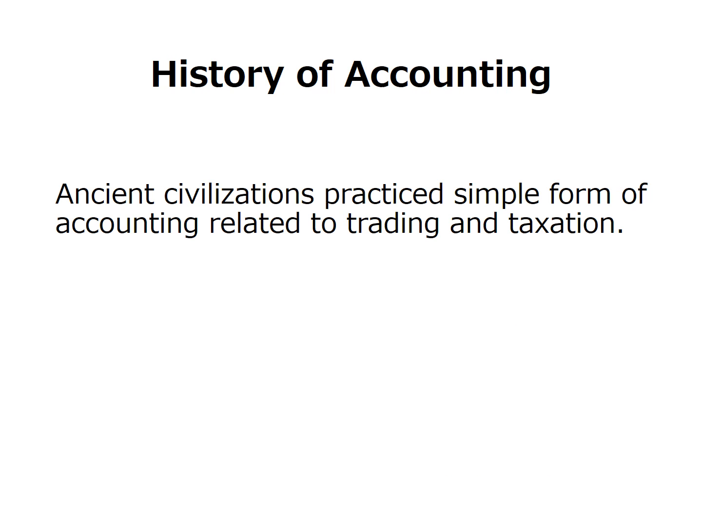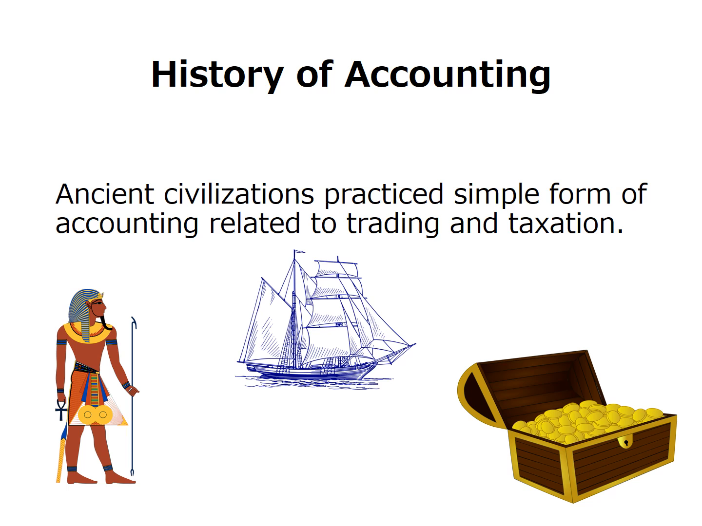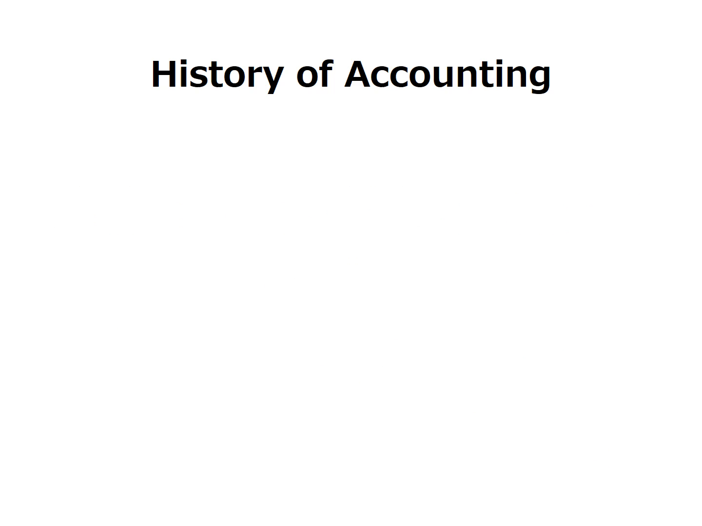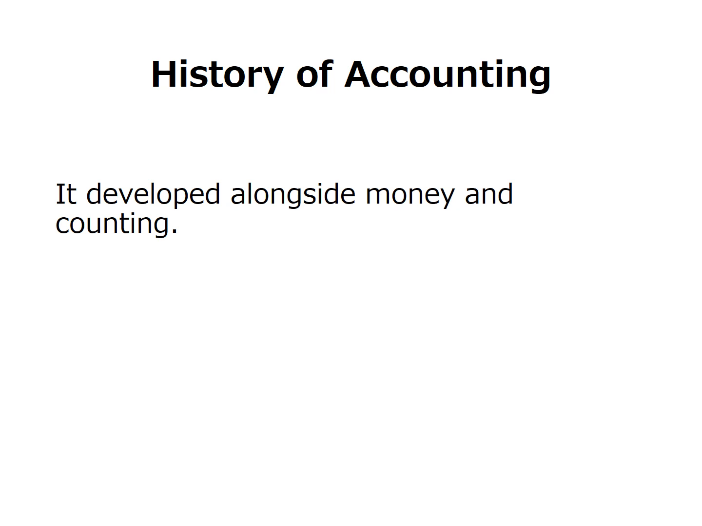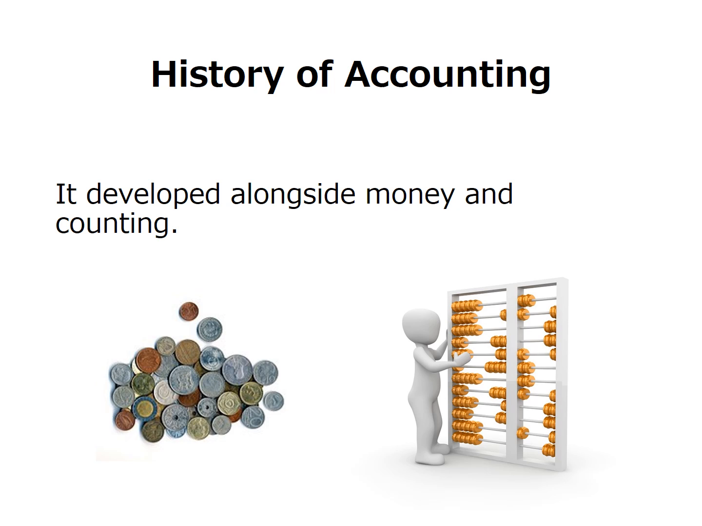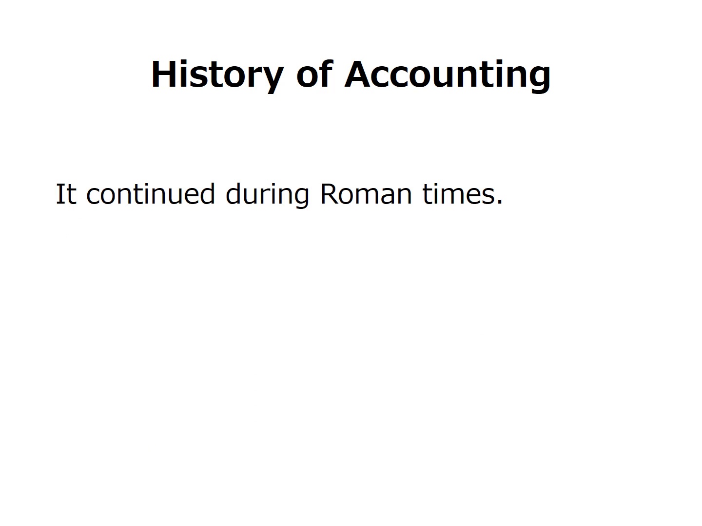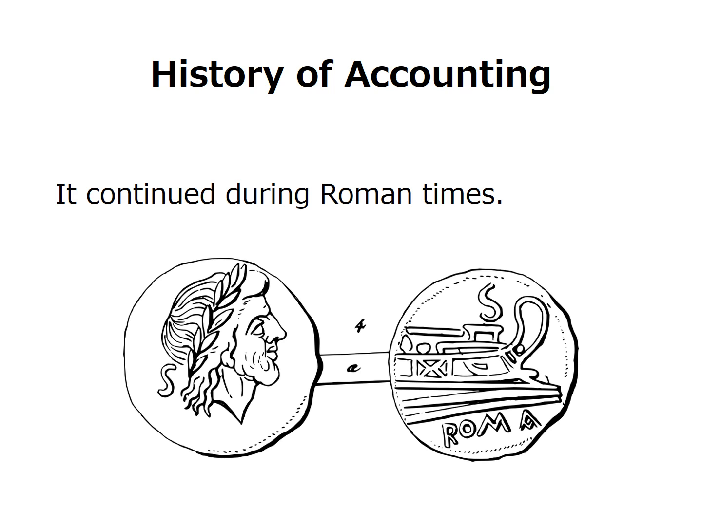Ancient civilizations like the Mesopotamians and Egyptians practiced a simple form of accounting, mostly related to trading and then taxation. Now, accounting developed alongside money and counting, so its development is more on its practical use during those times. It continued during Roman times, again mostly related to trading and then taxation.